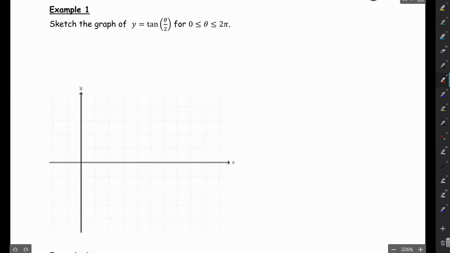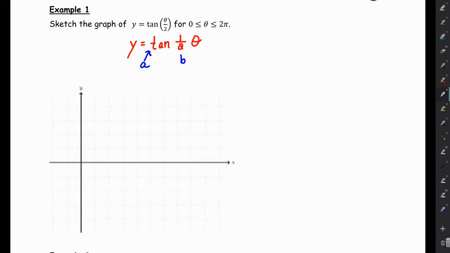It says sketch the graph of y equals tangent theta over 2. Now, students usually get really confused when they see something like theta over 2. Remember that we can just rewrite this as the tangent of 1/2 theta. Right now it becomes very easy to see what our b value is. This is the value of b. This is the value of a. Our amplitude is 1, and our number of cycles is b.